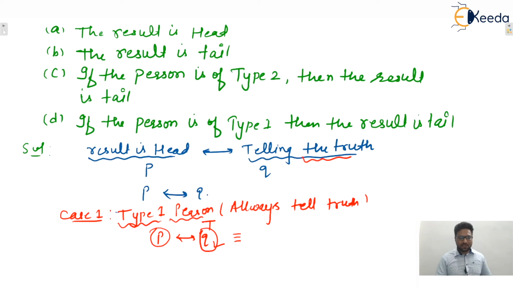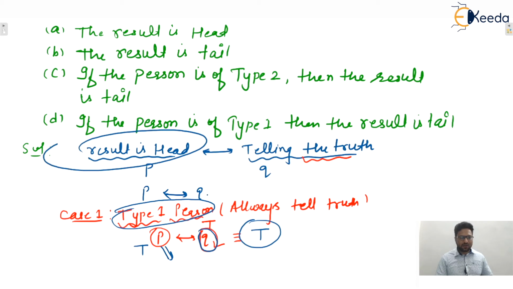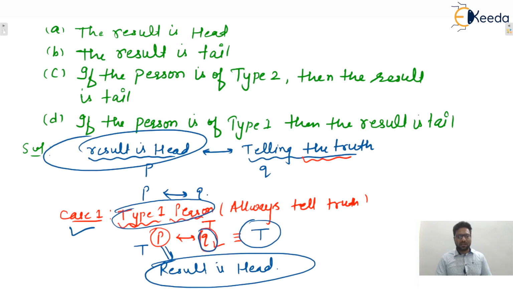Here a type 1 person is there, so always tells the truth. So we can say that the q value becomes true. So p must be true. Then only can we say that the overall value of this biconditional will be true. So that means p is true, and what is p? The result is head. So when we assume that the person is of type 1, what is the conclusion? That the result is head.